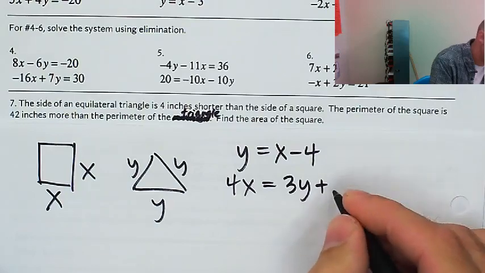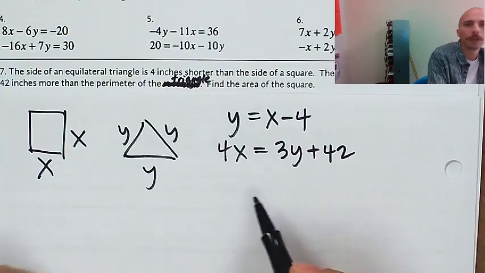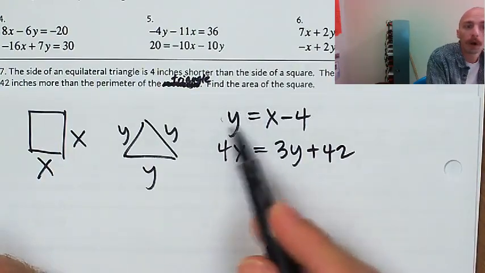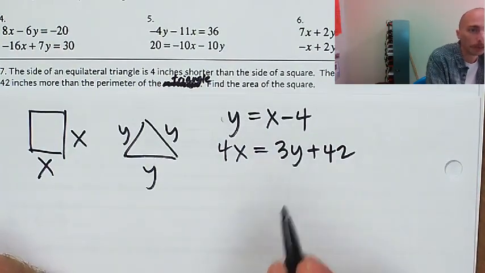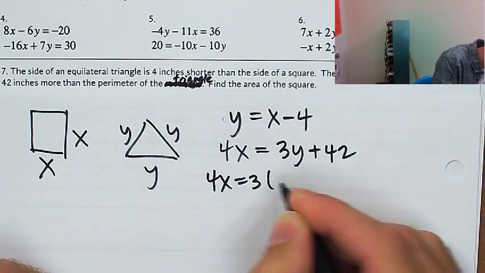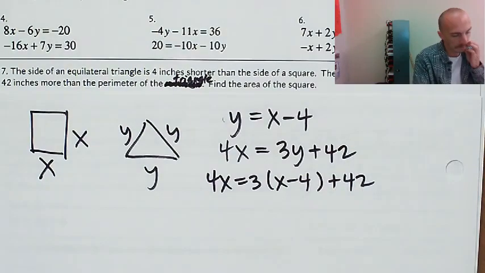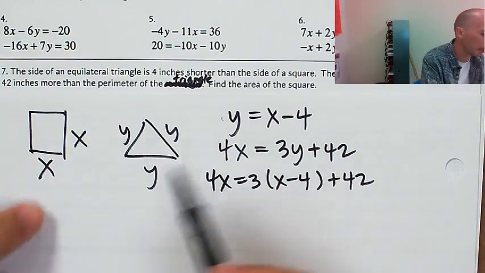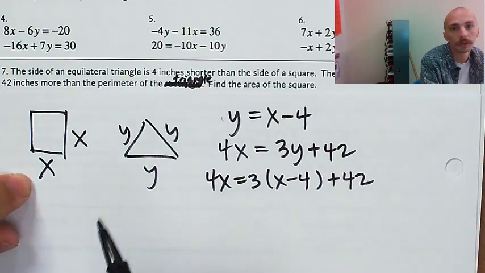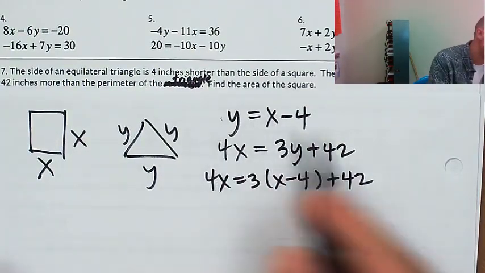Equals 3y plus 42. Well, this system is really set up for substitution on y right there, using x minus 4. So I'm just going to do that. So 4x equals 3 times x minus 4 plus 42. And that's going to be helpful because I need the area of the square, so really all I need is the side length of the square. So I'm solving for x. I don't really need y.